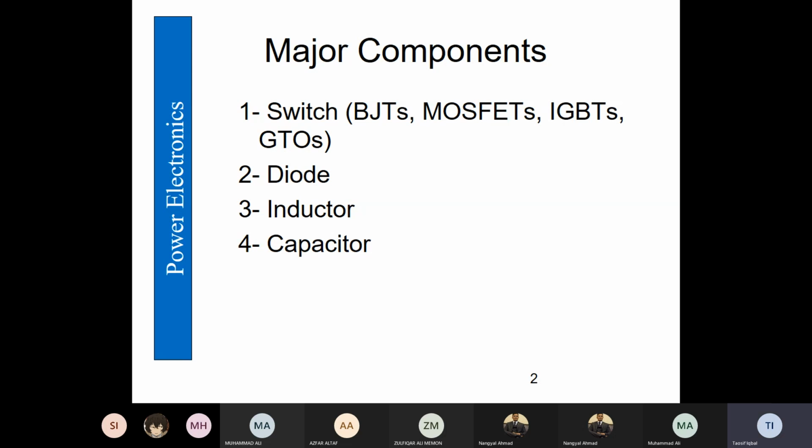Okay. So as far as DC to DC converters are concerned, the major components in these DC to DC converters are basically four. The number of components for each component could be higher than one, but the basic ones have only one of each component. So one is the control switch, which can be controlled like BJT, MOSFET, IGBT, GTOs, and so on. Then we have diode, inductor, and capacitor.